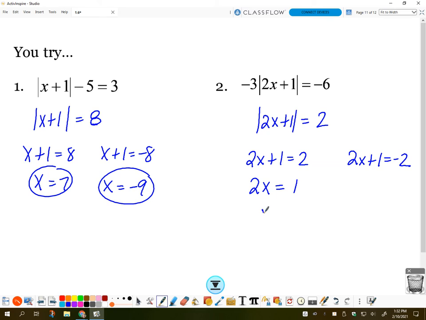So we get 1/2. Subtract 1 from 2, get 1, divide by 2, you get 1/2. Subtract 1 from negative 2, you get negative 3, divide by 2, you get negative 3/2.